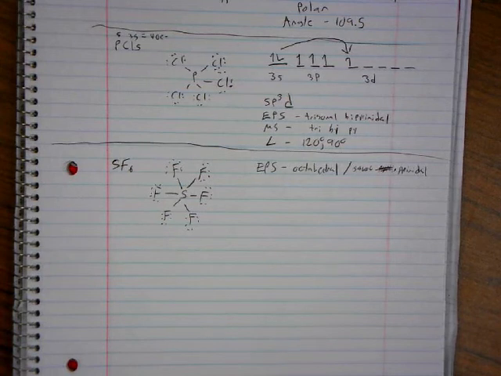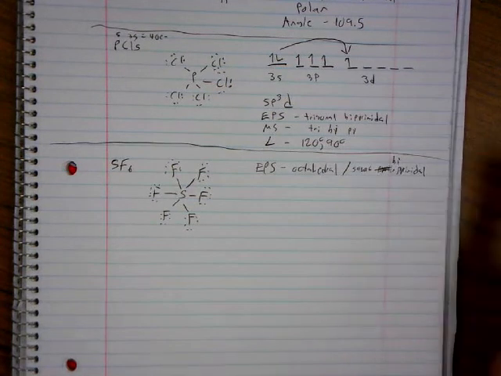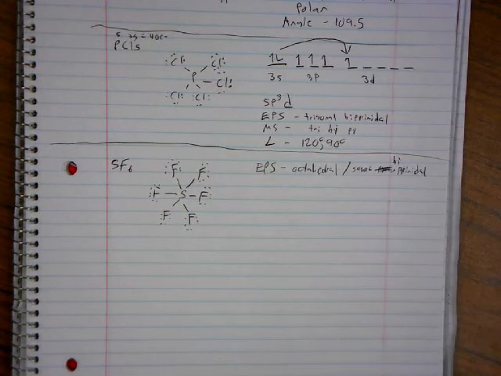Wait, why is it not bipyramidal? I don't know, that's just what it is. I didn't make these names up. Oh wait, you're right, it is square bipyramidal. That's my bad. Okay, that makes a lot more sense. Square bipyramidal. Good catch, Brendan.